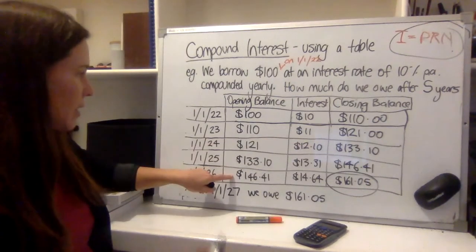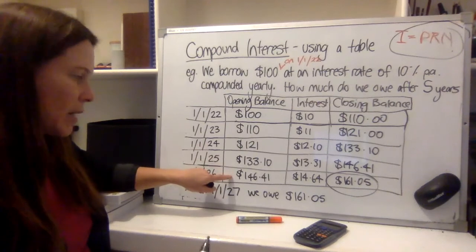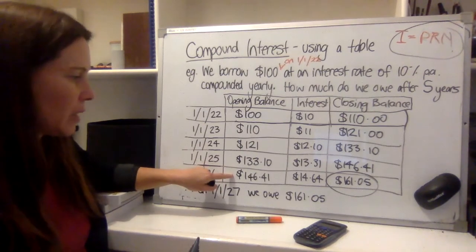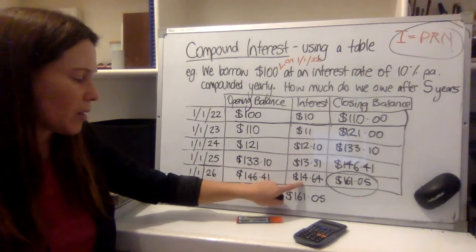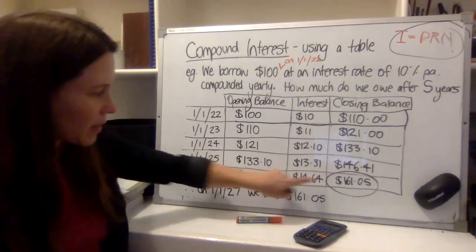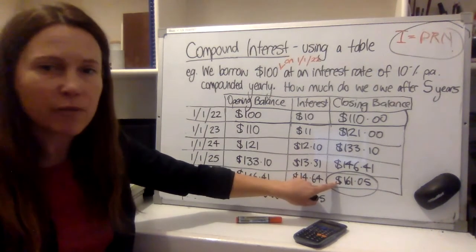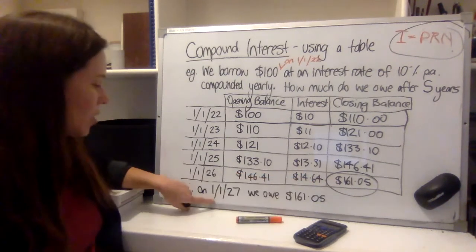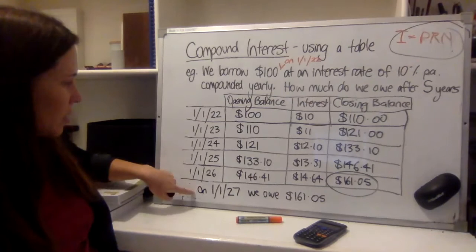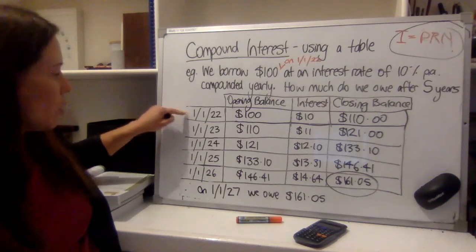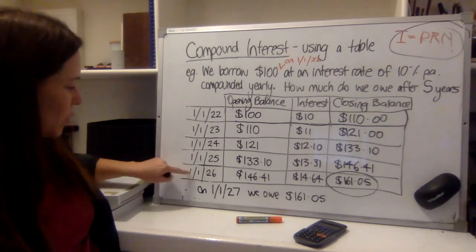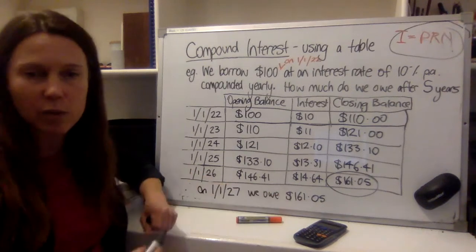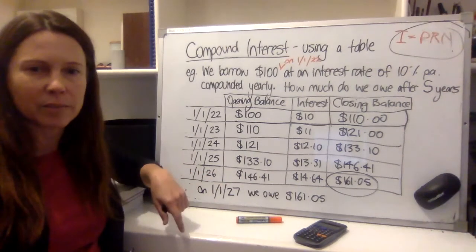This comes down again. And at the start of this fifth year, we're owing $146.41. 10% of that is $14.64. We add those two amounts together to find that at the end of 5 years, we owe $161.05. So that's our answer at the start of the next year, which is exactly 5 years. 1 year, 2 years, 3 years, 4 years, 5 years. That's what we would be owing on that date.